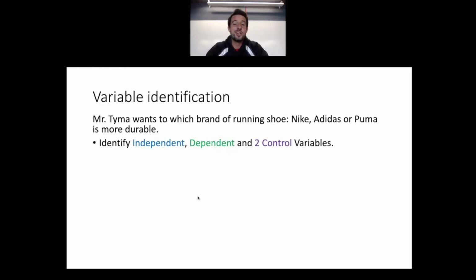Okay, anyways, here's another experiment. Same thing, identify the independent, dependent, and then think of as many control variables as you can. Try and get more than two.